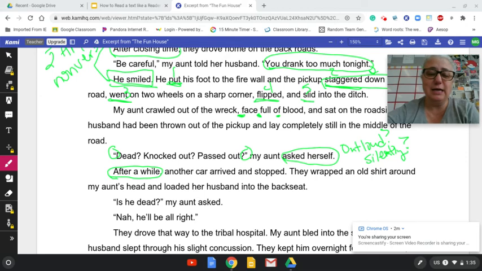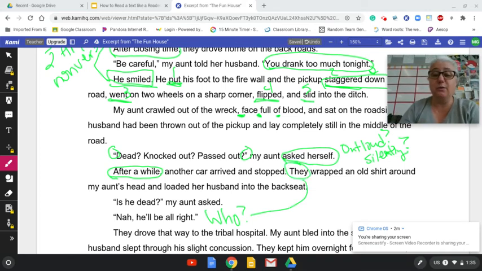Interesting that we've got dialogue, but we don't know who says this, right? Clearly, it's got to be whoever this "they" is that stopped. There were more than one person in the car, but Alexie doesn't find them important enough to include names or descriptions, or even whether it was two men, two women, a couple, or a family. We don't know. They are clearly not important to the story. My aunt and her husband are the two people we should be focused on as readers.